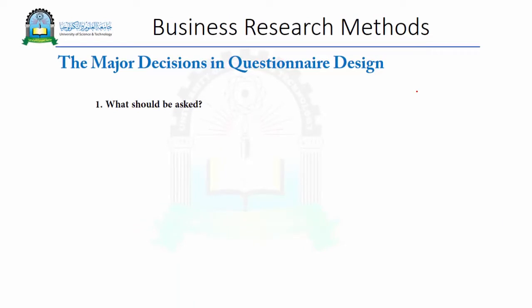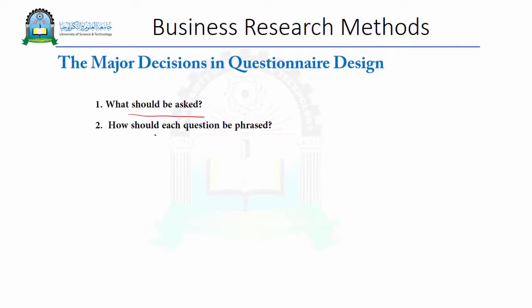We have some major decisions we have to go through when we design the questionnaire. It's phrased here in terms of questions. So what should be asked? We talked about a questionnaire as a group of questions. So these questions, what are these questions? What should be asked? Something related to the research problem and something related to the objectives. This is very important also at the beginning in order to evaluate the questionnaire.